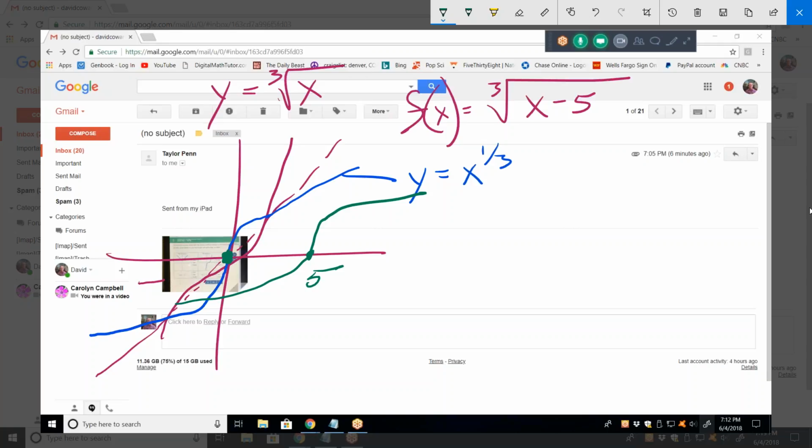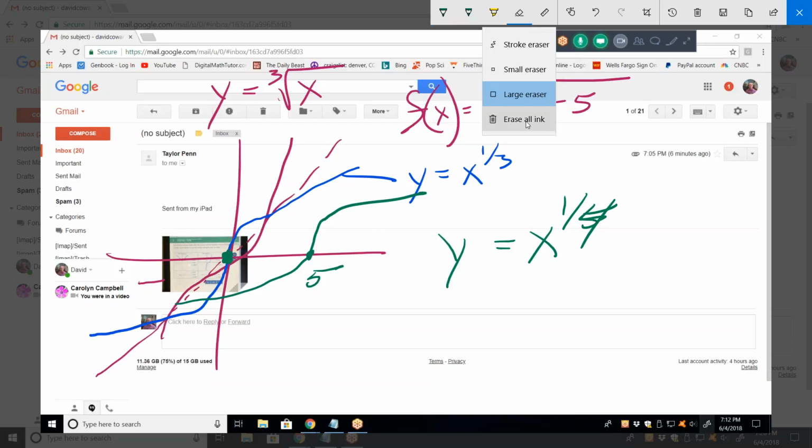And notice the domain is all real numbers. You can take cube roots of negative numbers. You can't take square roots of negative numbers, you can't take even roots. Odd roots, you can always do it. This is also all real numbers for a domain. But if I made it a square root, now it's only greater than 0. Gotcha. That makes sense.